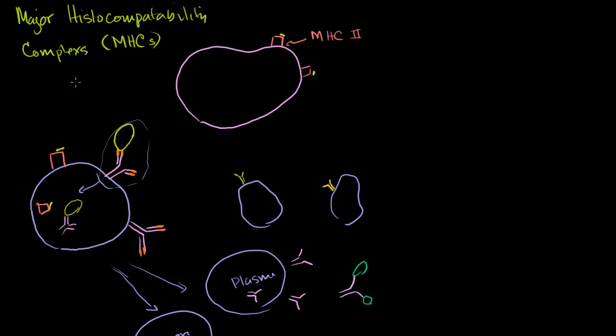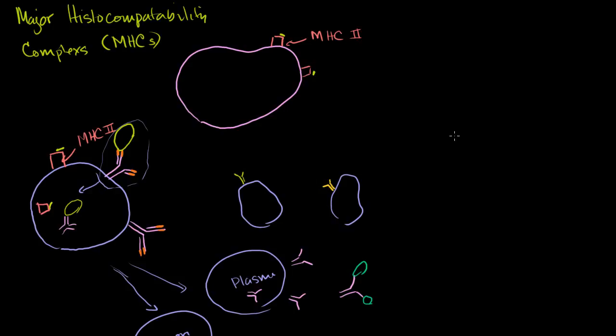So this is also an MHC2 complex, a major histocompatibility complex. And just so you know, histo means tissue. So this is related to whether something is compatible with the tissue in your body. And we'll talk more about that and how it relates to transplants and all of that. So this is also an MHC class 2.